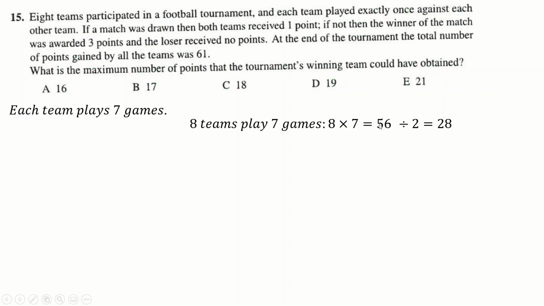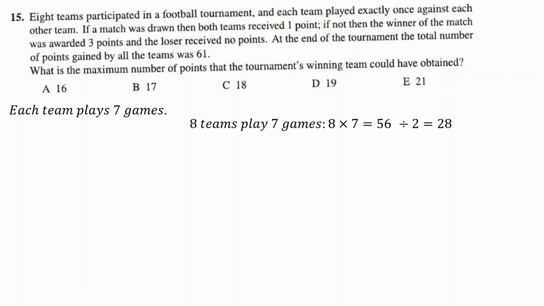This double counts every game, so there are actually only 28 games played in total. That's the first thing I'll say. So 28 games played in total. Now, if you want to maximize the number of points that the winning team scores, you want them to have wins, obviously. But even more than that, you want to minimize the points everyone else scores.